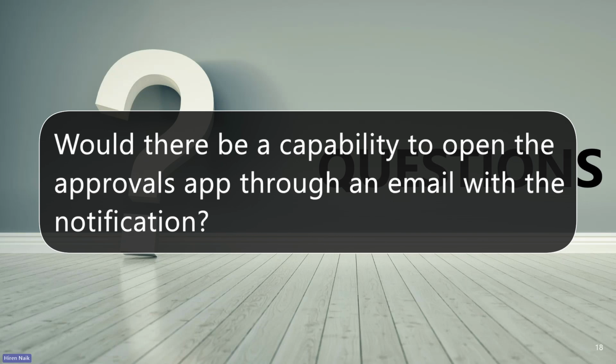What I think the question is, from that link, can we open the approvals app from an email with the notification or something? I think we can open the app, but not link directly to the application, to the purchase order or purchase requisition to approve. But good point. I think we should sort out these topics.